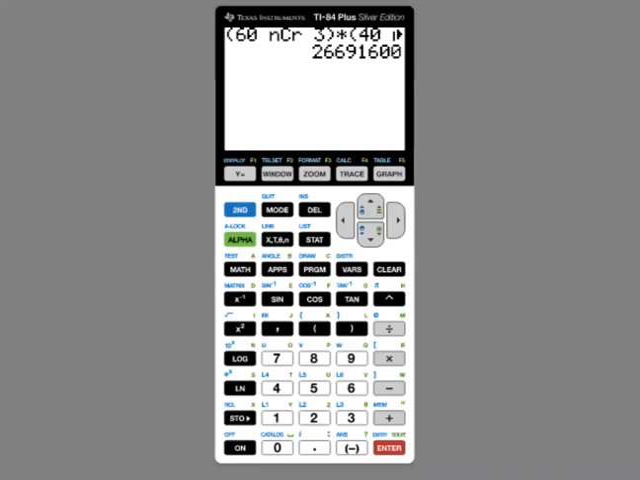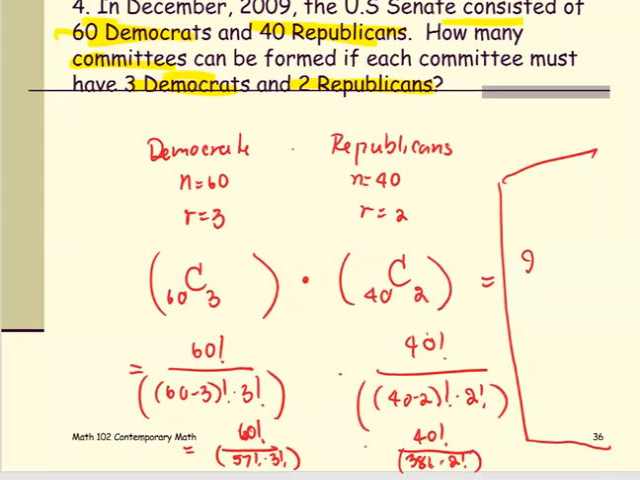and then hit enter. It's gonna give us a very high number, 26,691,600. I'm gonna write it here. So 26,691,600. That means there are more than 26 million possible ways of selecting 3 people from 60 Democrats and 2 people from 40 Republicans.